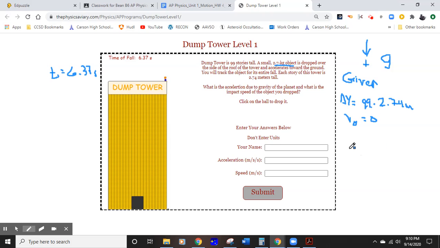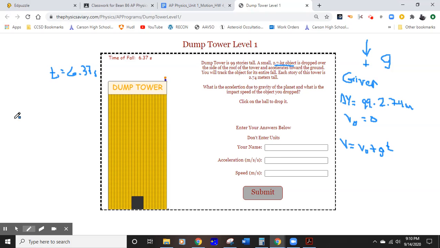Let's take a look at some equations that might help us out. We already have the time. The final velocity is equal to the initial velocity plus g t. We want to find g, and we have the time, and we know the initial velocity, but we don't know the final velocity. So we're kind of stuck there.